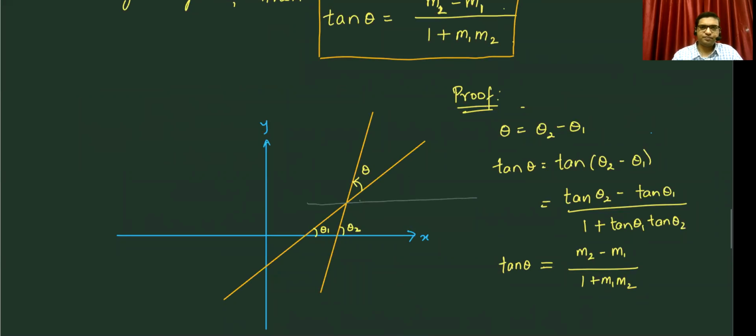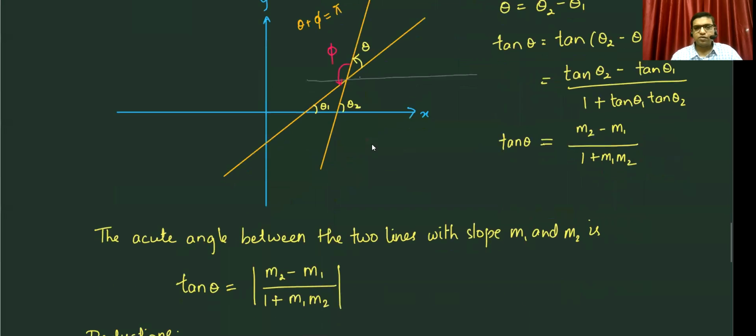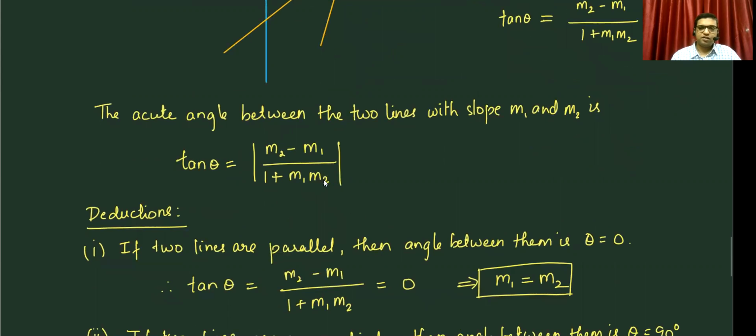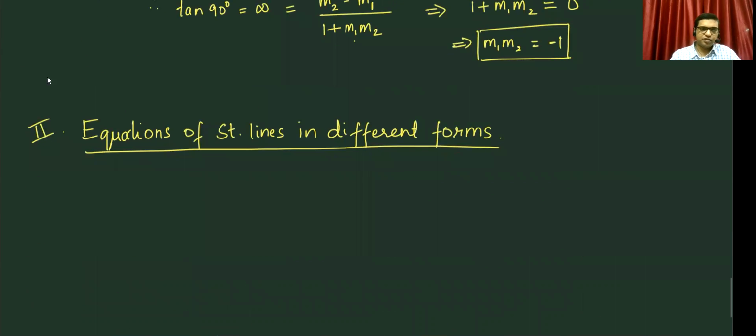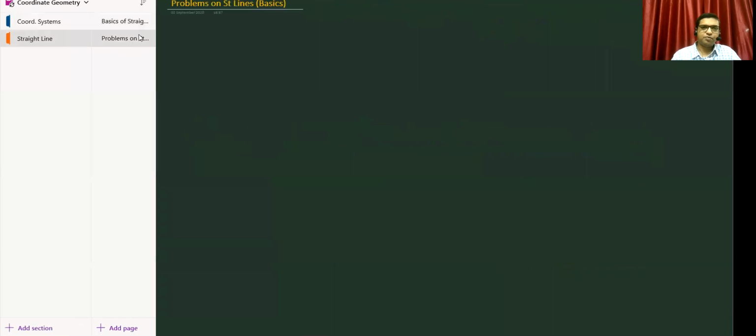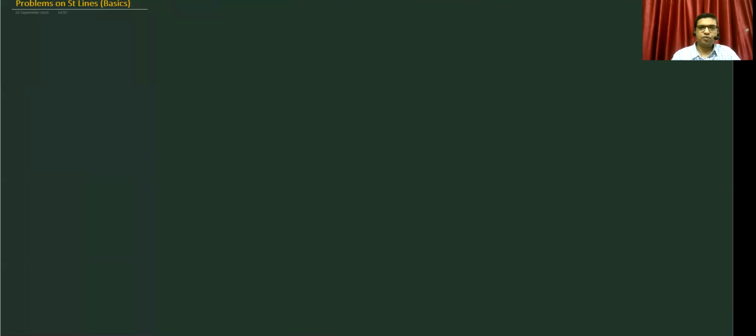One is theta, and it can be this angle also. You can say phi. Theta plus phi is 180 degrees. So for the acute angle between the two lines, you have to take a modulus. And this is what we discussed. We'll do some simple problems today before we move on further.